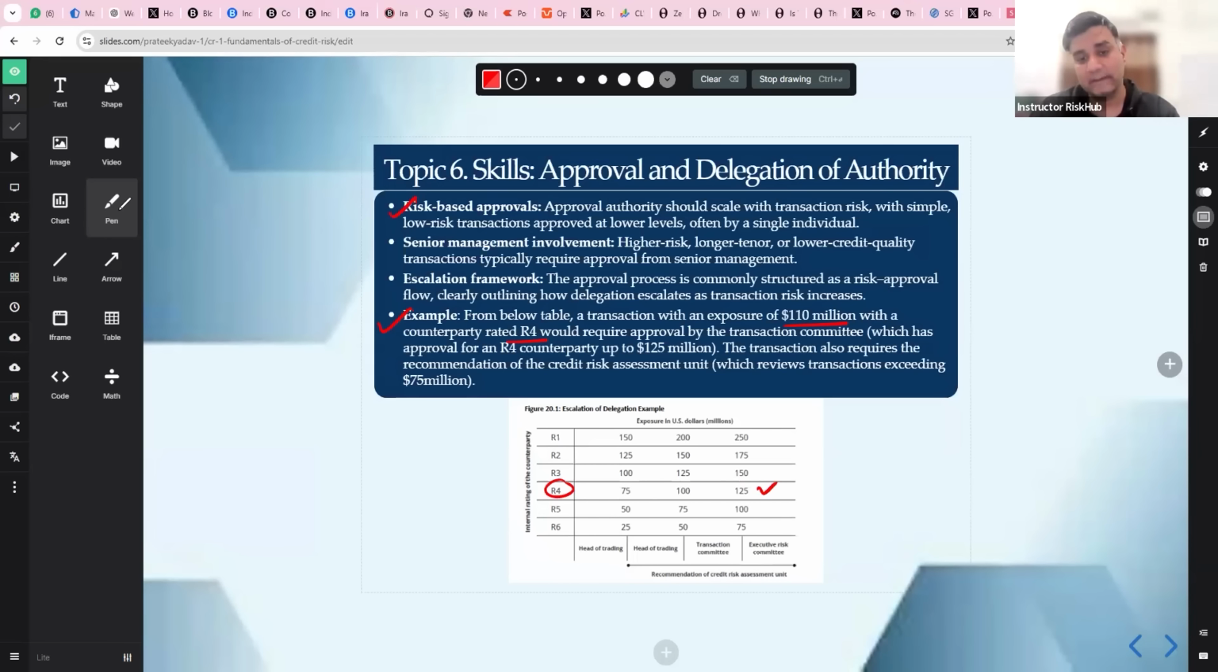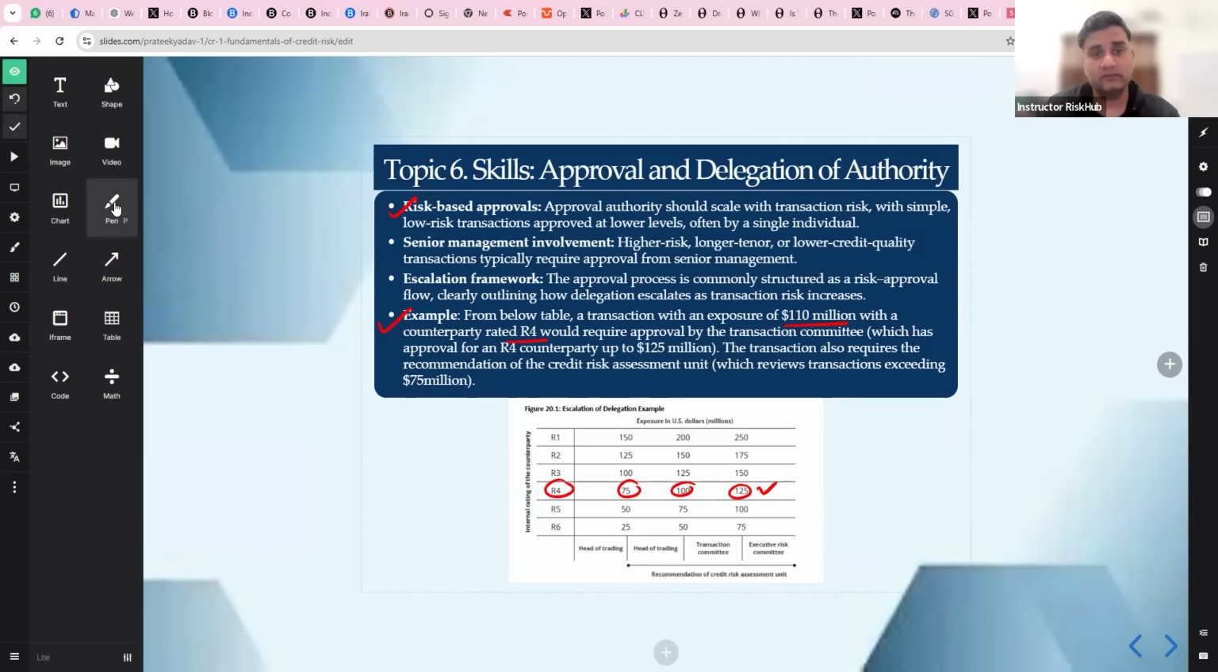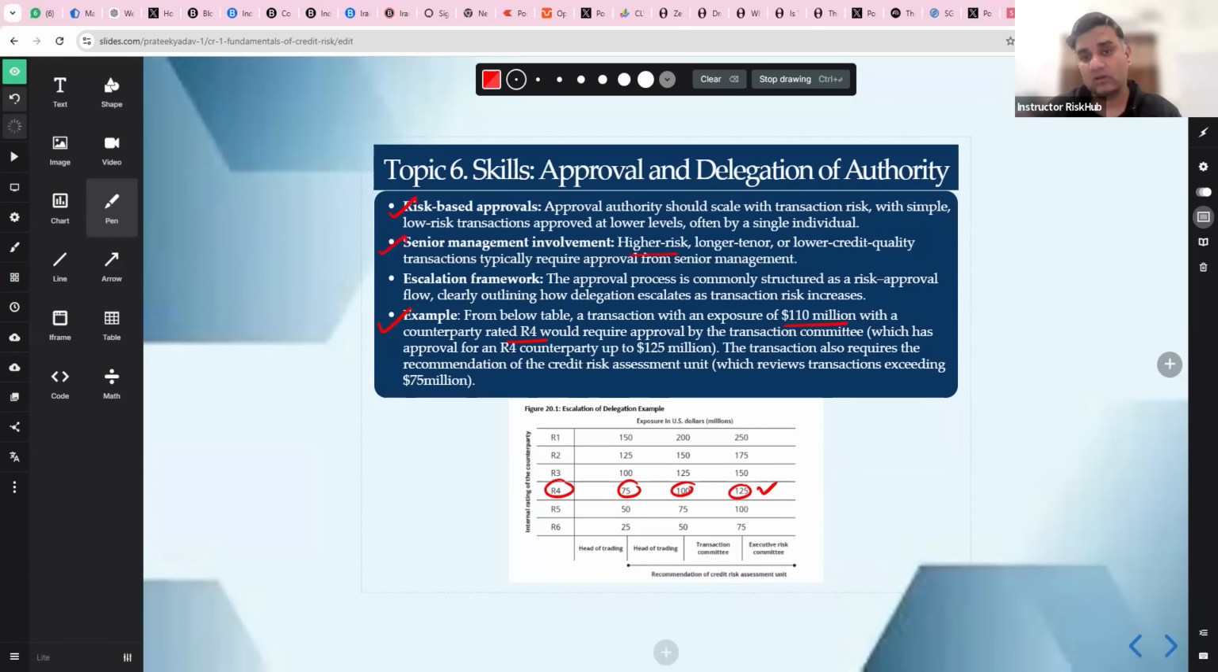This shows that there is a layered system, with risk committee review and committee approval. This is multi-level governance that we need to understand. And that is what is discussed here as well. To be fair, for senior management involvement, higher risk, longer tenure, and lower credit quality transactions typically require approval from senior management.